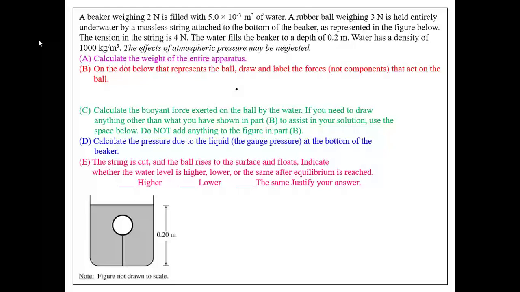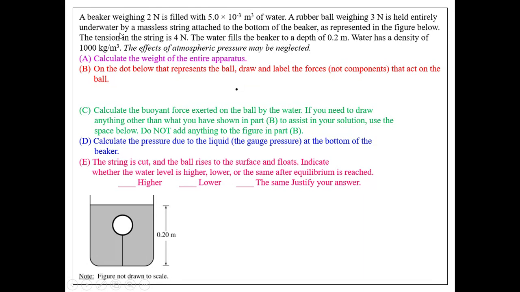In this particular problem, we have a beaker that has a weight of 2 newtons, not kilograms, so it gives us the weight already in units of newtons. And this is filled with 5.0 times 10 to the negative 3 meters cubed of water. So meters cubed here would imply this is the volume of water that's filled up. And this is a rubber ball weighing 3 newtons. Once again, the weight of the ball is given, not the mass.